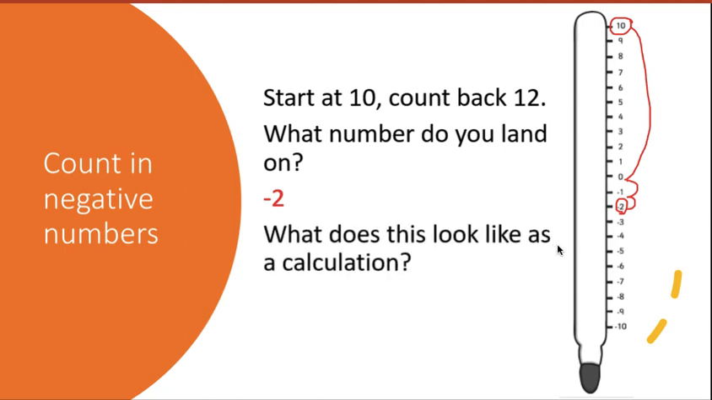So what does that look like as a calculation? Again, pause a moment, pick up your pen and paper. What does it look like? 10, count back 12, we land on -2. It looks like this. 10 take away 12 equals -2. Fantastic, well done.